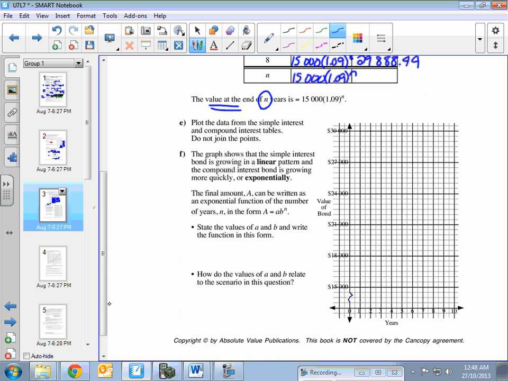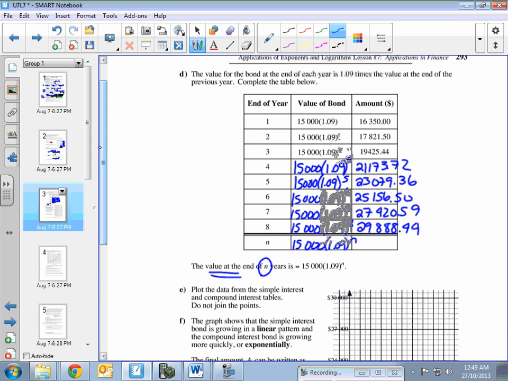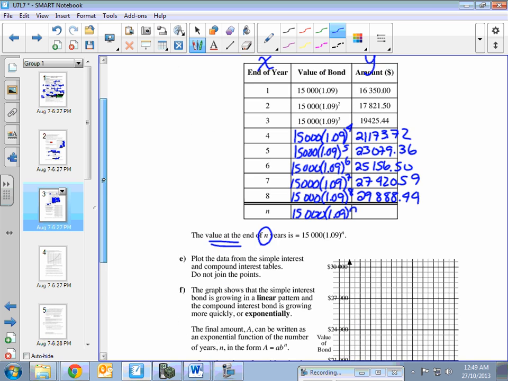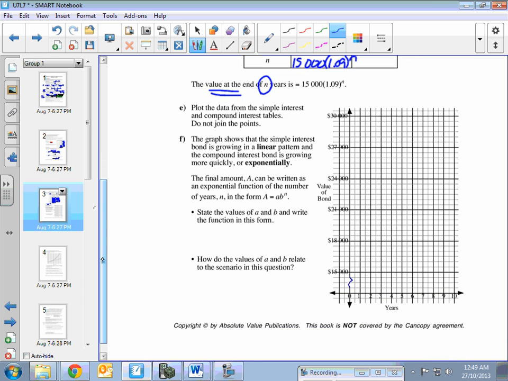So again, you're going to pause this because you're going to plot the data from the simple interest. You can do this, okay? So your x is going to be your number of years. So this will be your x up here. This will be your y. You're going to plot this data. So pause, plot your own, and then when everyone's done, you're going to press play, and then you're going to see if you're the same, okay?